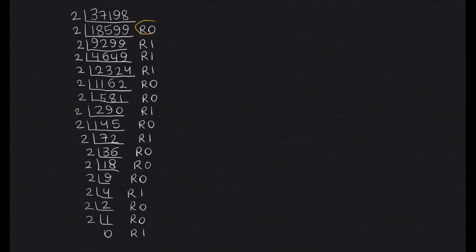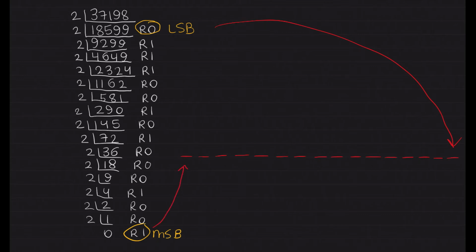The very first remainder that we got, way at the top here, is the least significant bit. In binary, our least significant bit essentially tells us whether or not our number is odd or even. The very last remainder that we got all the way down here is our most significant bit. So now what we're going to do is rewrite that number in order to get our binary value. It is 1 0 0 1 0 0 0 1 0 1 0 0 1 1 1 0.